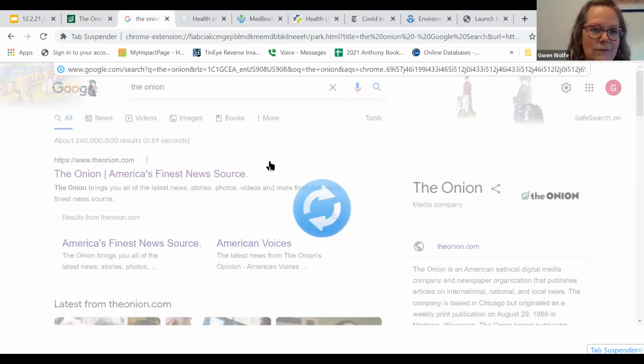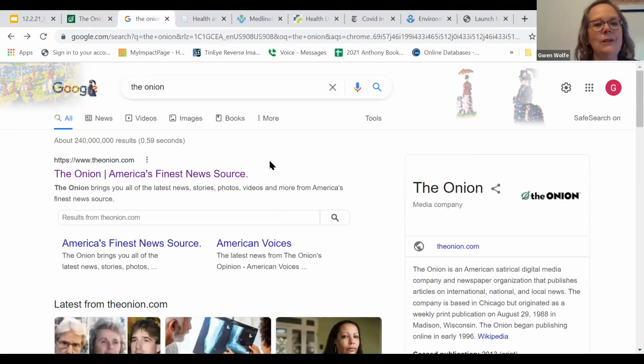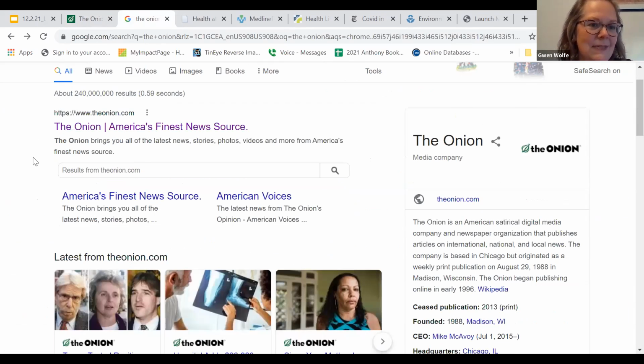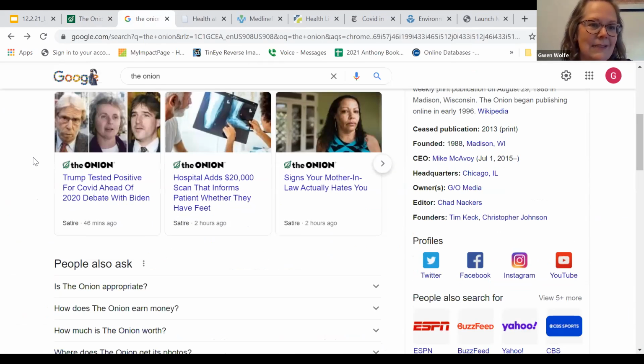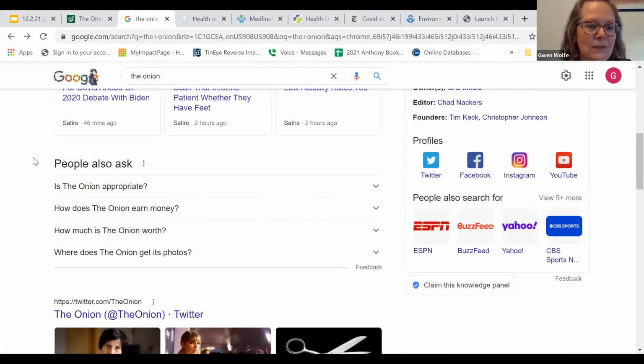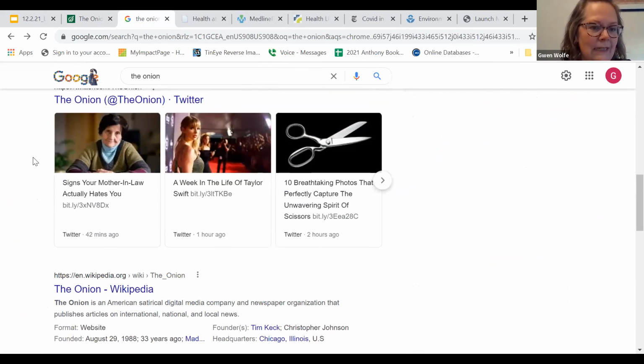We're going to do a search. I've already preloaded the search. I just searched for The Onion, and I did use Google. You might use something else. The first one that comes up is The Onion itself, the website that we were just on. And it looks like there are some news articles that pop up. They have a Twitter feed.